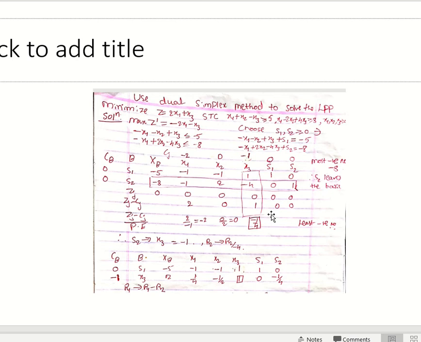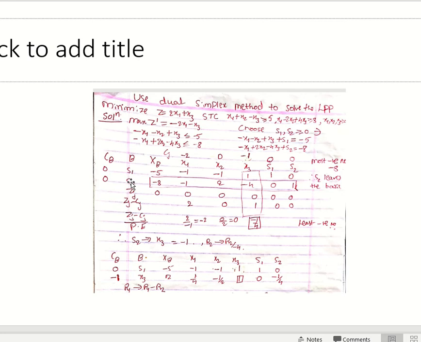Okay, now after finding this, check the most negative number in the row. What is the most negative number? Minus 8. So consider this itself as the pivotal row. Then how to find the pivot element? After finding the most negative number, we have to check which one leaves the basis. S2 leaves the basis.